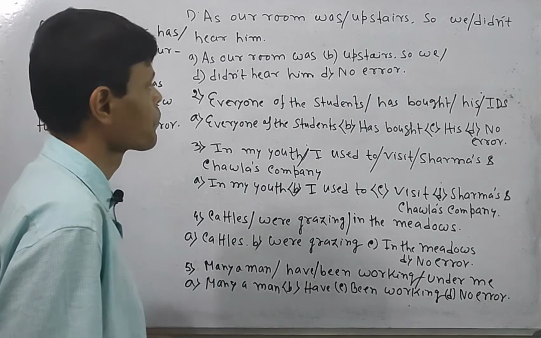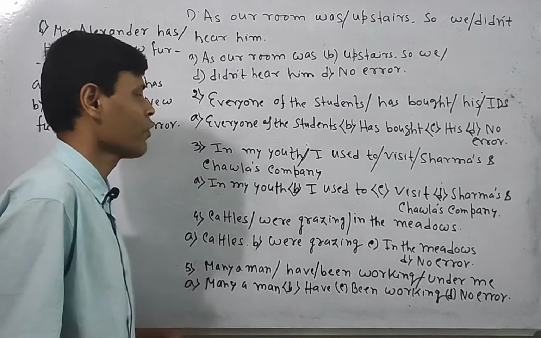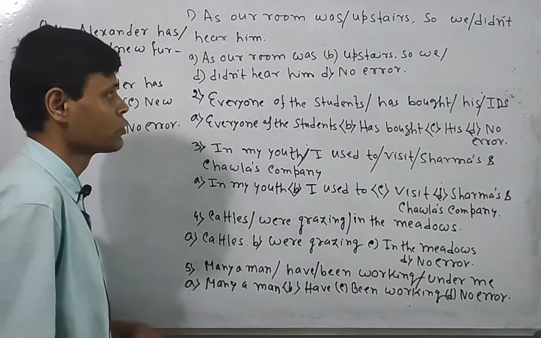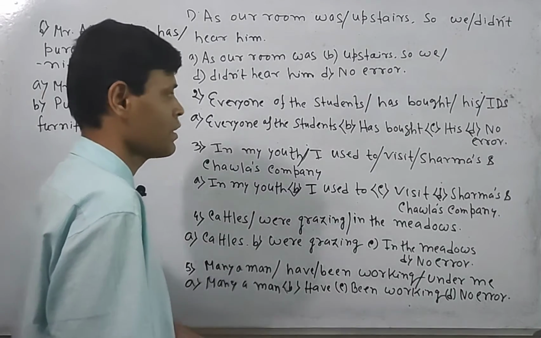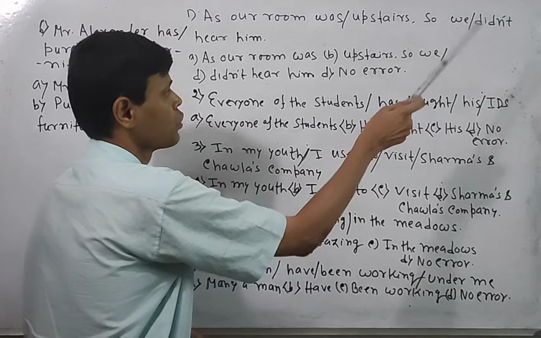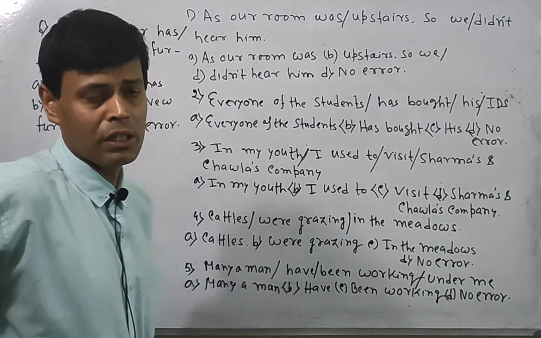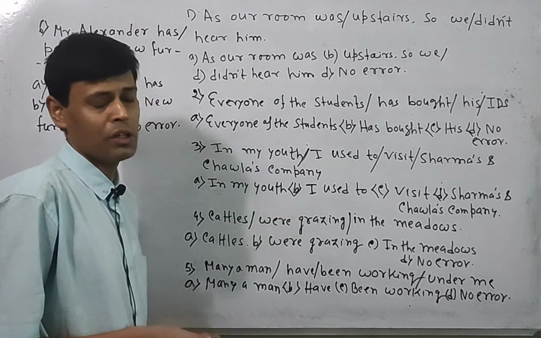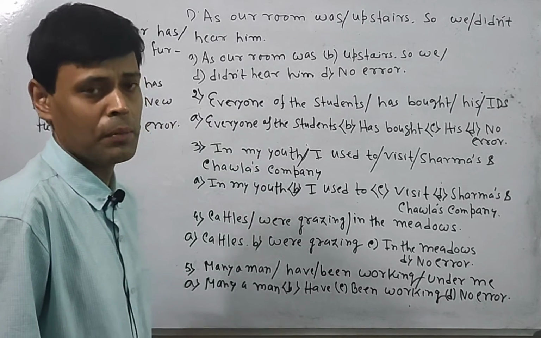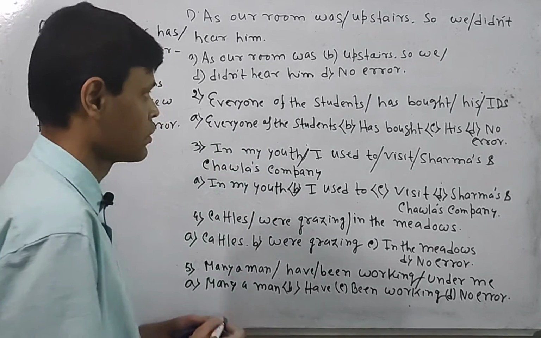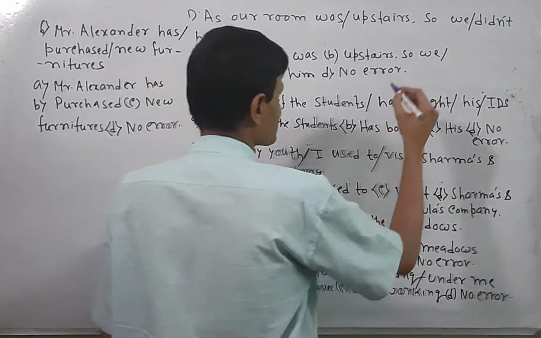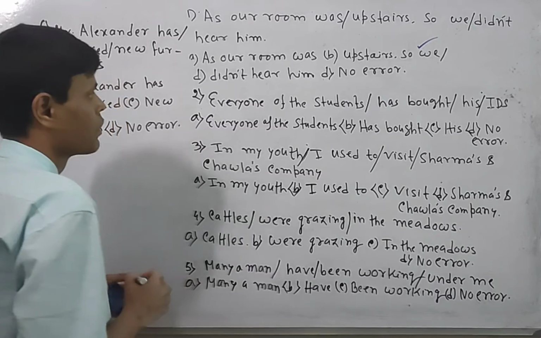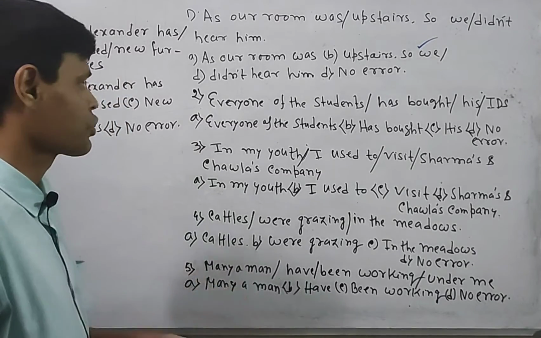But here, dear students, we have already used "as" meaning since or because. So here we have used "so" again in the next part. So here is a mistake. You don't need to write "so" when you have already used "as" meaning because or since. So the mistake lies in this part. Okay. Now let me look at the next question.